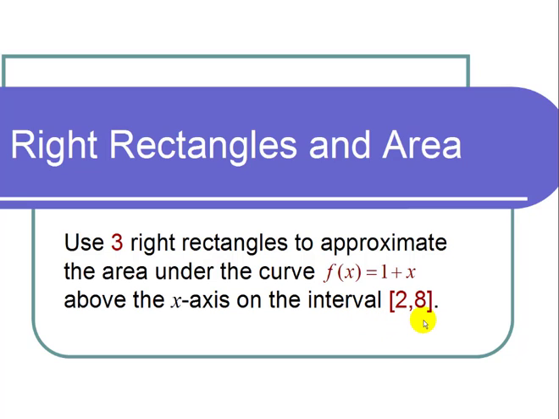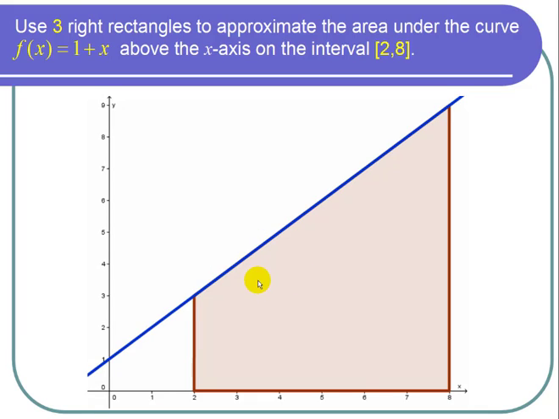Our first step is to graph this. F of x equals 1 plus x is a line with y-intercept 1 and slope 1. So there's our line, and we're going from 2 to 8 and above the x-axis.